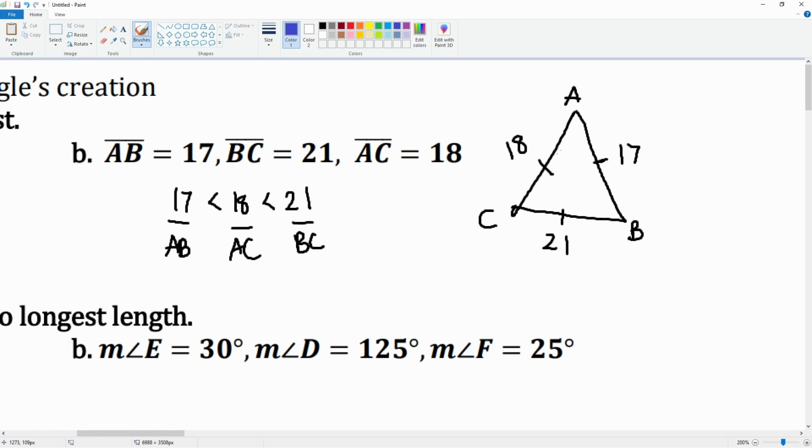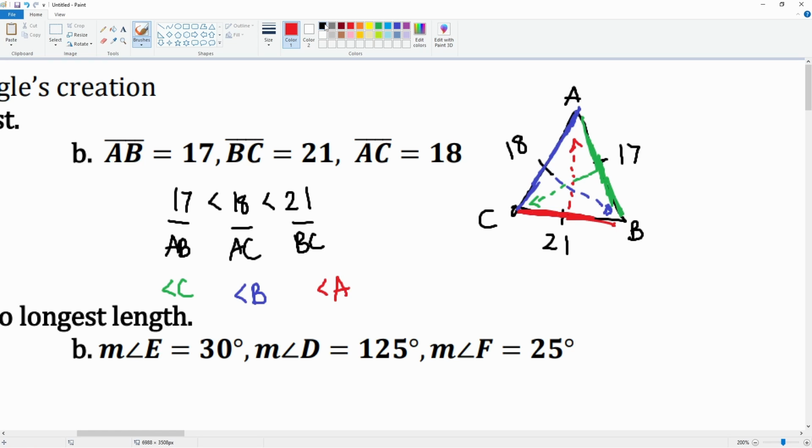Notice AC, it's 18, which is going to be opposite to the letter B. It's the only one that's not in its name. So CA is corresponding to angle B, okay? AB, which is in here, that's the 17. Its corresponding opposite is the only letter that it doesn't have, which is angle C. Then the last one, CB, its opposite is angle A.